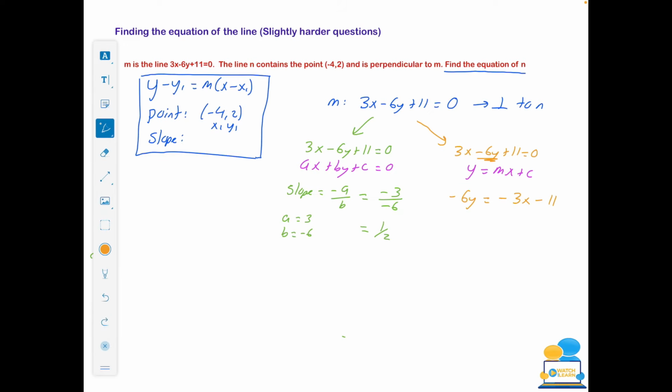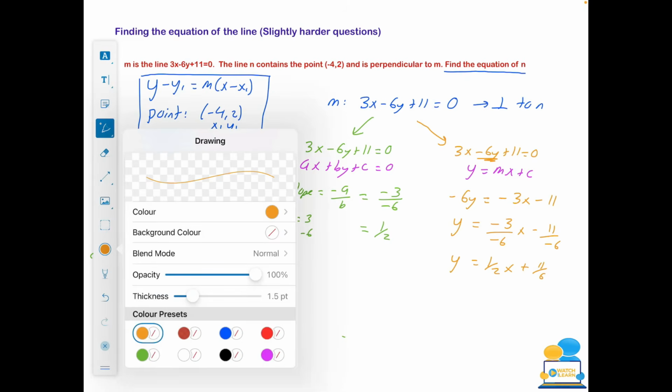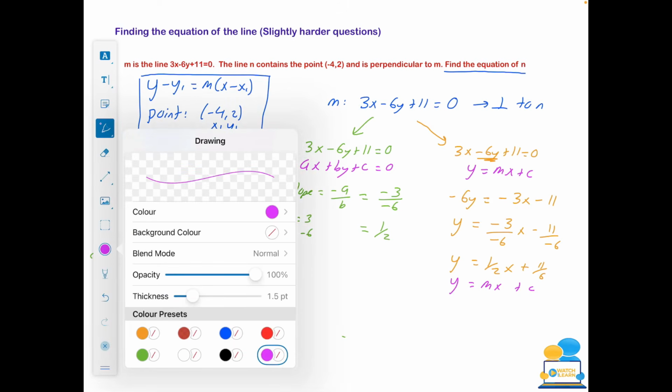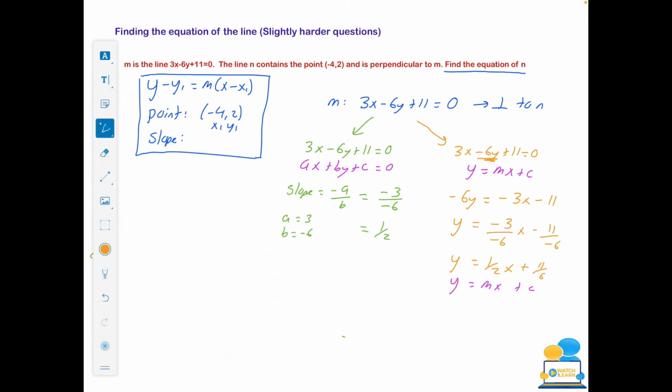Okay, so now we're close. Our only problem now is this minus 6 in front of the y. So we're going to divide everything on the other side by minus 6. So it'll be minus 3 over minus 6 x minus 11 over minus 6. So now we're left with y is equal to minus 3 over minus 6, which gives me a half x, and then plus 11 over 6 because the minuses will cancel out. That is actually quite irrelevant because all we want is y is equal to mx plus c. We can see that our m is the number in front of the x. m is equal to a half.